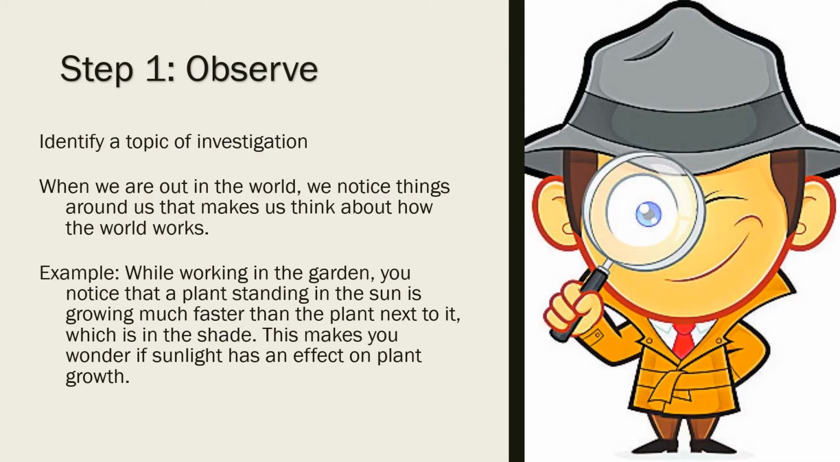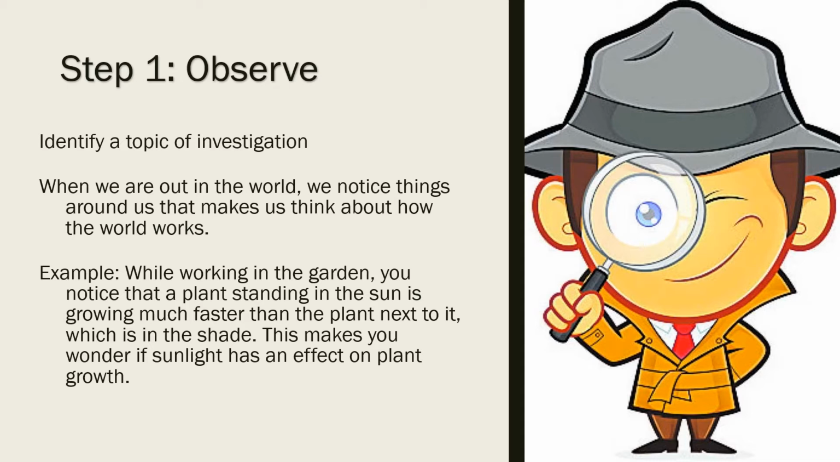Now we are going to look a little bit more about each step in our scientific investigation. Step 1 was observe. You have to identify a topic of investigation. Before you can conduct an investigation, you have to first decide what your investigation is going to be about.